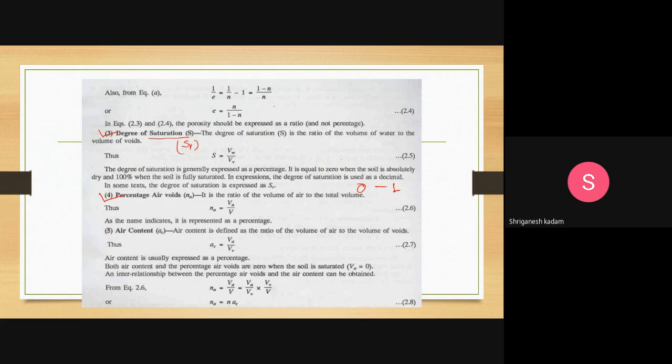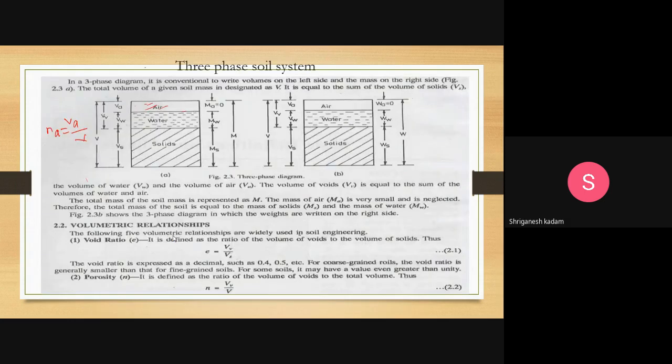Now next definition we will study about air content. So what is air content? It is nothing but the ratio of volume of air to the volume of void. Okay, volume of air to the volume of void, and it is denoted by AC. So again we will see this diagram. AC means air content, volume of air to the volume of void. Va divided by Vv.